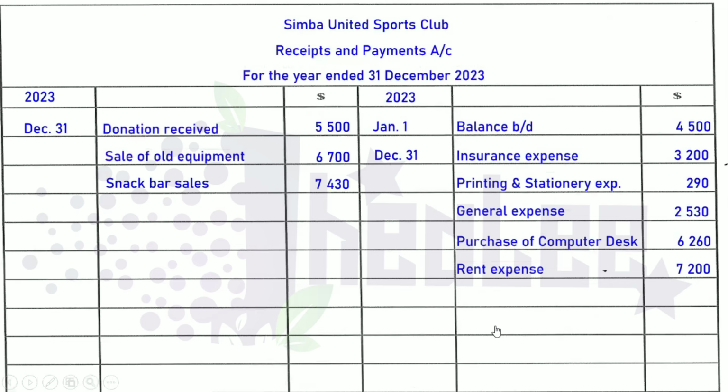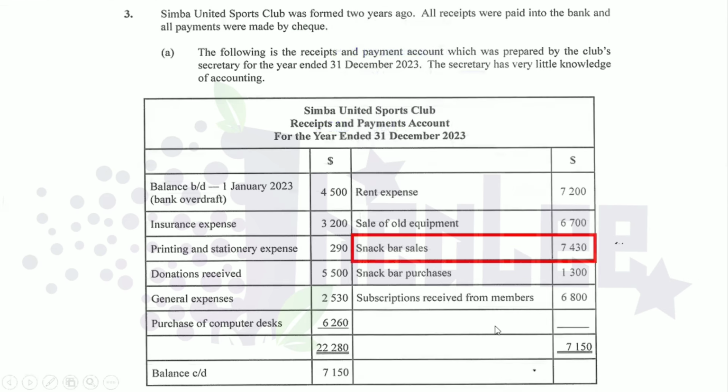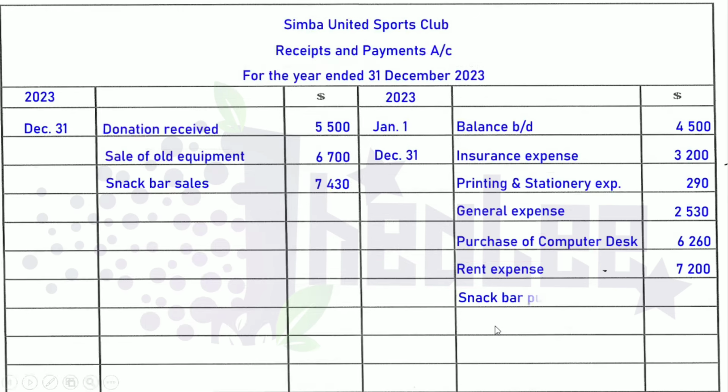receipts and payments account. Next item is snack bar purchases. Now, you're purchasing snacks for the bar. It means that the business will be making payment for those snacks. So this item should be on the credit side, and we're going to keep it on the credit side in our corrected receipts and payment account.